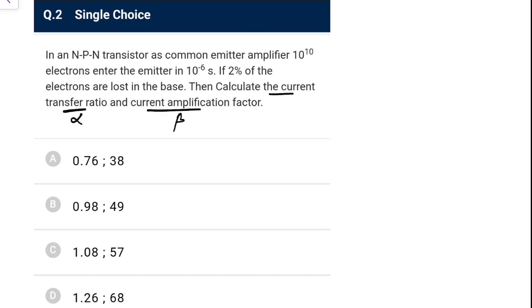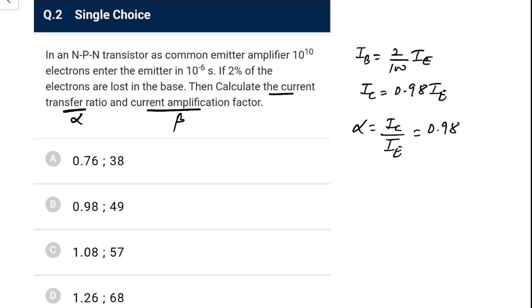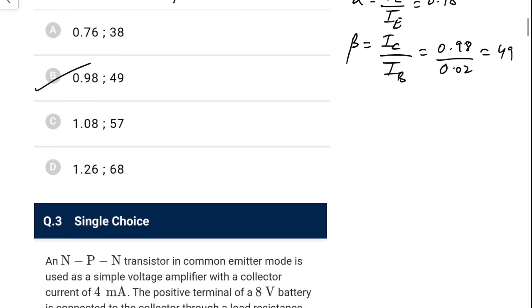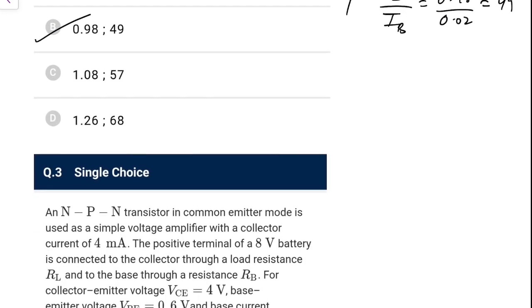So 2% of the electrons are lost in the base, that means IB is equal to 2% of IE, because all the current starts from the emitter. So therefore IC would be 0.98 times IE. Alpha is equal to IC over IE, so that comes out as 0.98, and beta you write as IC over IB. If you just divide both these two equations, IC by IB, it would be 0.98 over 0.02, so it comes out as 49. So option B would be the answer. You can directly take it in that particular way.